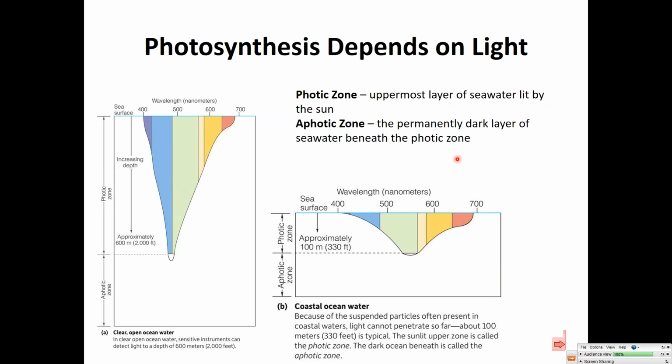So you have the photic zone, the lit part of the ocean, the uppermost layer, and the aphotic zone. You can see here, this is the open, clear, open ocean water. The photic zone, on average, extends down to about 600 meters, 2,000 feet deep. But in coastal ocean waters, the photic zone only extends down to 100 meters, or 330 feet deep. Why the discrepancy? Why does the photic zone extend to such a large depth in open ocean water and not in coastal ocean waters?